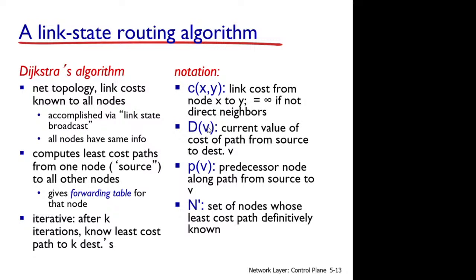D(v) is a new one. This is the value of the cost of the path from source to v, so this is our current cost, if you like. P(v) is the predecessor, and N' is the set of nodes that we know everything about. Now this won't mean much to you just yet. It will as I go through an example. So let's jump into it now.